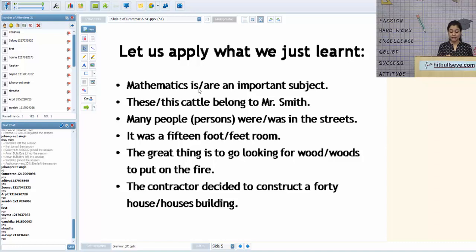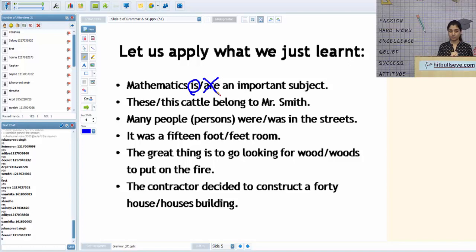So mathematics is an important subject, not are. It's a singular subject. It's a single subject. These/this cattle belong to Mr. Smith. Cattle again is treated as plural, so it should be these and not this.